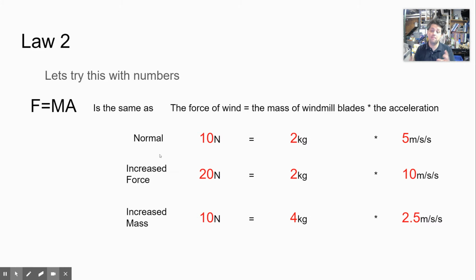So let's try it with numbers, because that can make it a little more clear sometimes. If we say, for instance, here in a normal setting, the force of the wind is 10 newtons, and the mass of the windmill blades is 2 kilograms, well, then I know that the acceleration is going to be 5 meters per second squared. So that's just a normal flat line. We're just assuming that's the strength of the wind and that's the weight of the windmills. I made these numbers up.